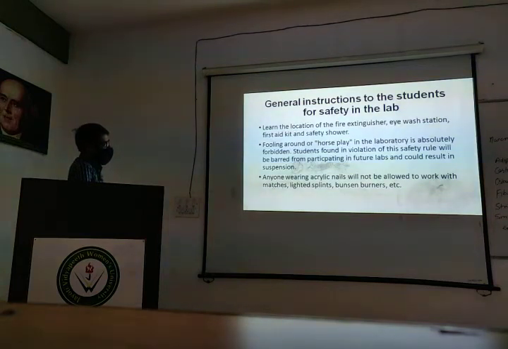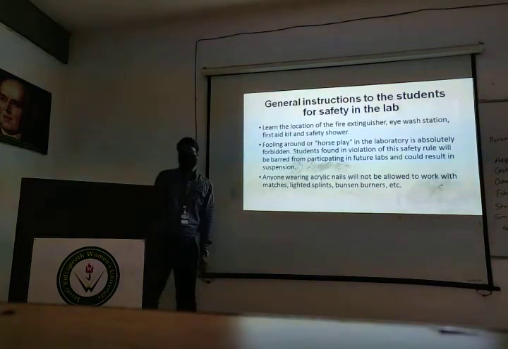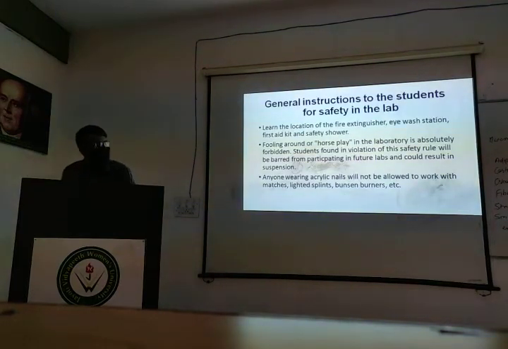Anyone wearing acrylic nails will not be allowed to work with matches, lighting splints, and Bunsen burners. They can catch fire, and it may cause a burning injury to the person. So anyone wearing acrylic nails will not be allowed to work with matches or fire.